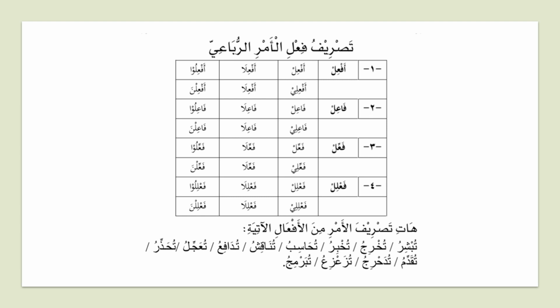فعلل. Dahrij. تحرج. Dahrija. تحرجا. Dahriju. تحرجوا. Dahriji. تحرجي. Dahrija. تحرجا. Dahrijna. تحرجنا. أحسنتم. So is that simple? Is that easy? Are there any questions of the fi'l? So we did the last one, number 4.